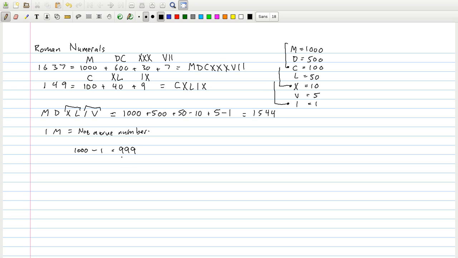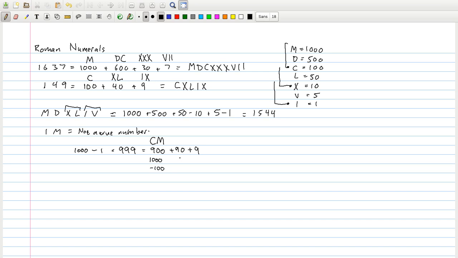If we wanted to write this out correctly in Roman numerals, we would think of this as 900 plus 90 plus 9. Well, 900, that's almost 1,000. It's 100 short. So this is the same thing as 1,000 minus 100. And the symbol for 1,000 is M. The symbol for 100 is C. But because we have a subtraction, we're going to write these in reverse order. We write the smaller symbol first.